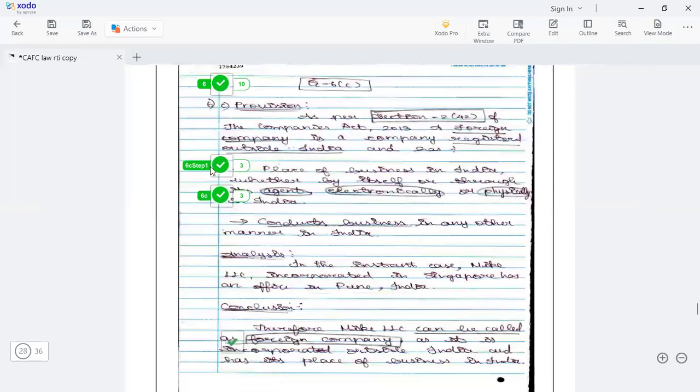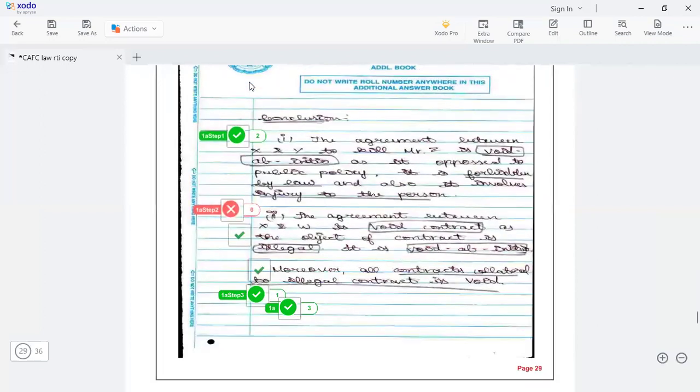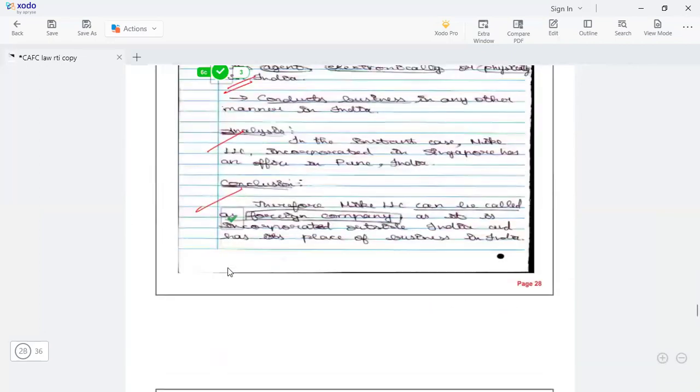Then we have 6C, which was a case study based question. The student has given the provision, analysis, and conclusion. For all these steps, the student has got 3 marks. And overall, in question number 6, they have got 10 marks. You can see they have scored 10 marks over here. Here, in the conclusion, something went wrong, and that's why they have not been allotted marks.